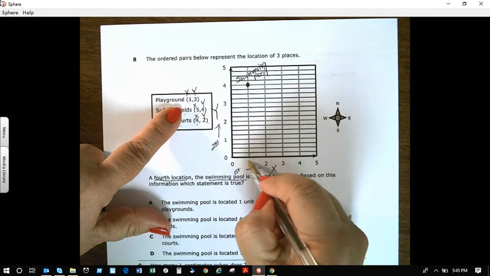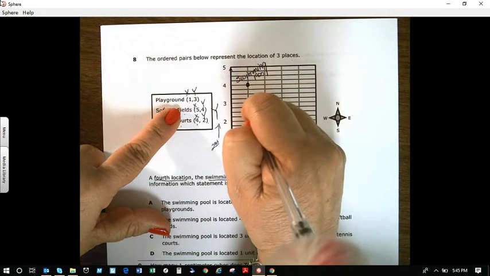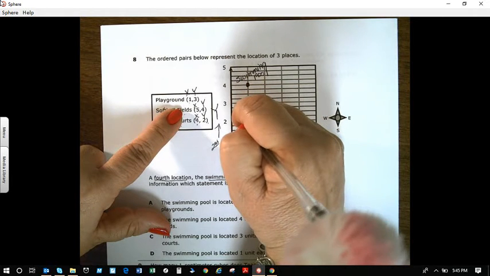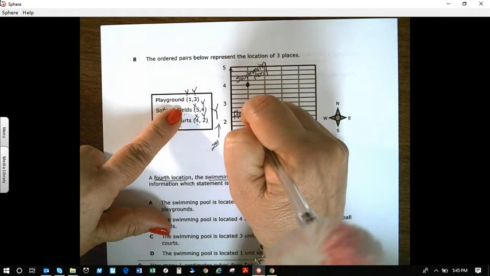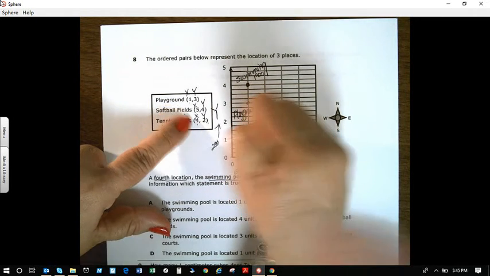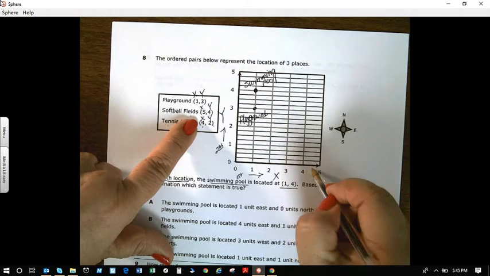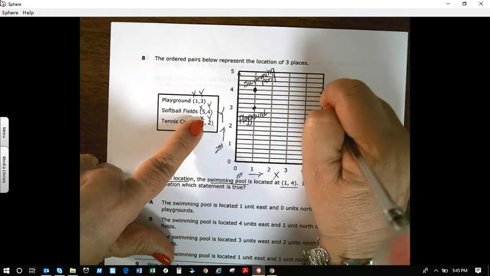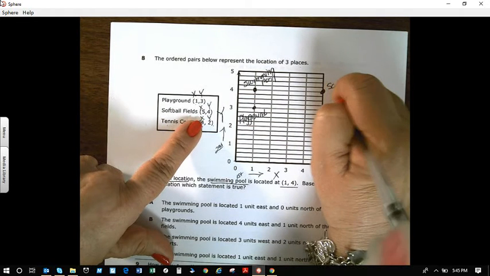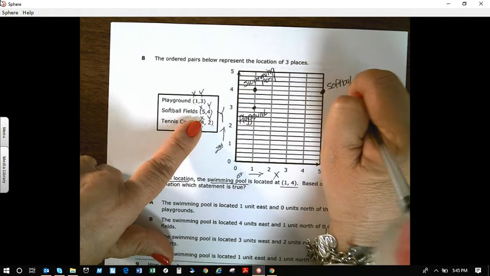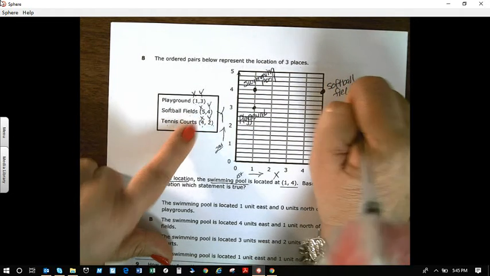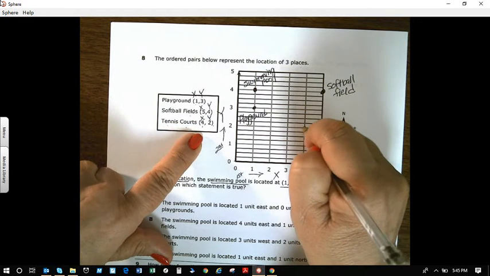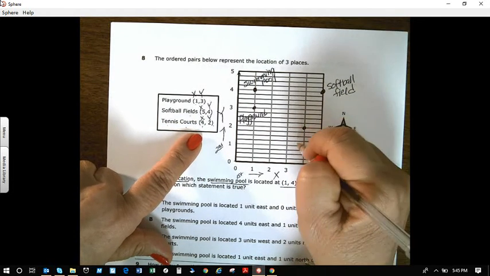Okay, next one is 1, 3. This is playground. Next one is 5. I'm going over on my x-axis. 4. Softball field. And the next one is tennis courts. 4, 2. This is tennis courts.